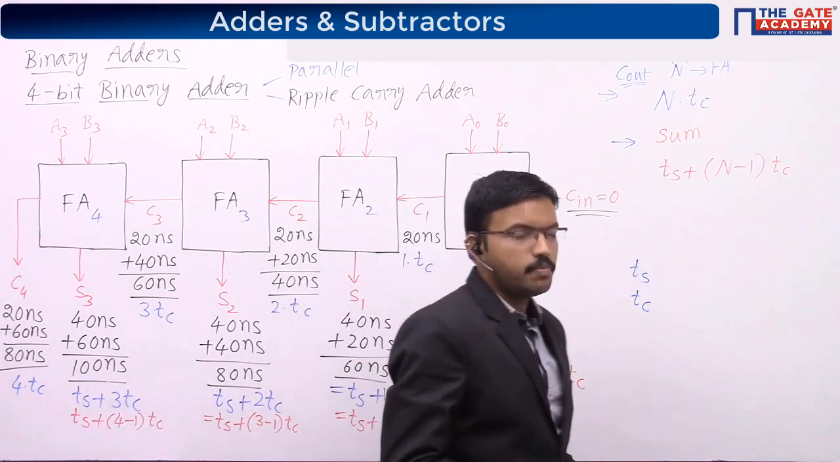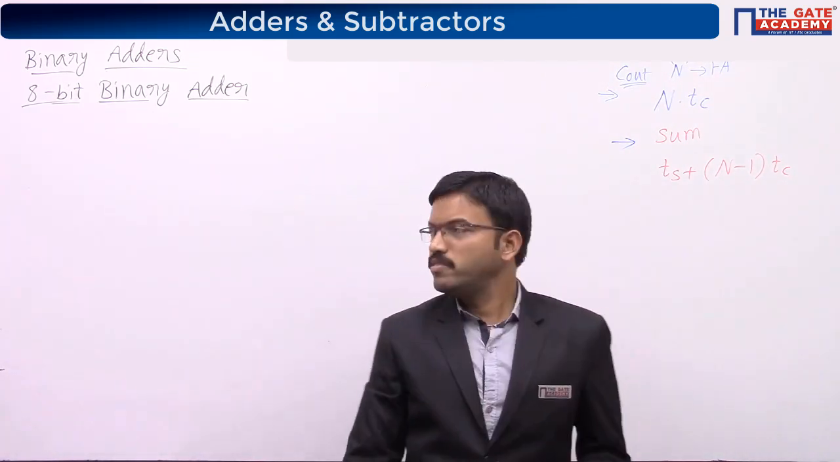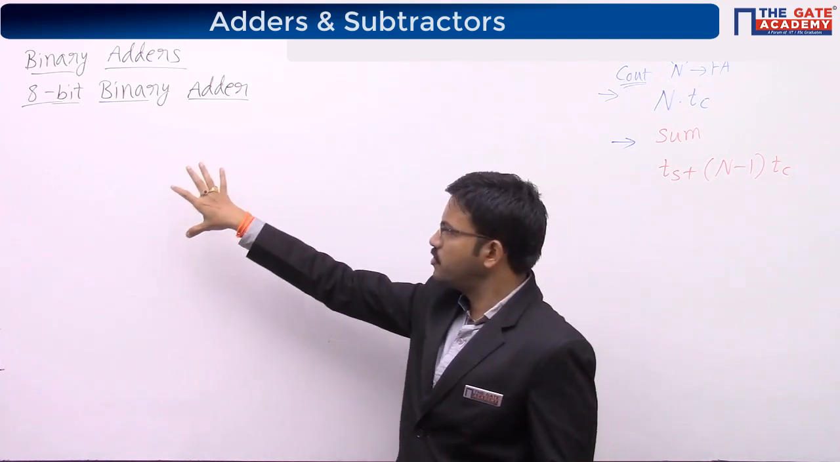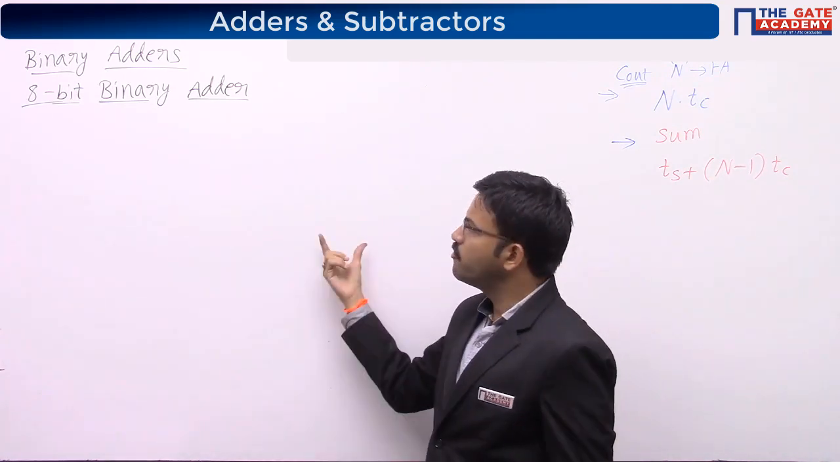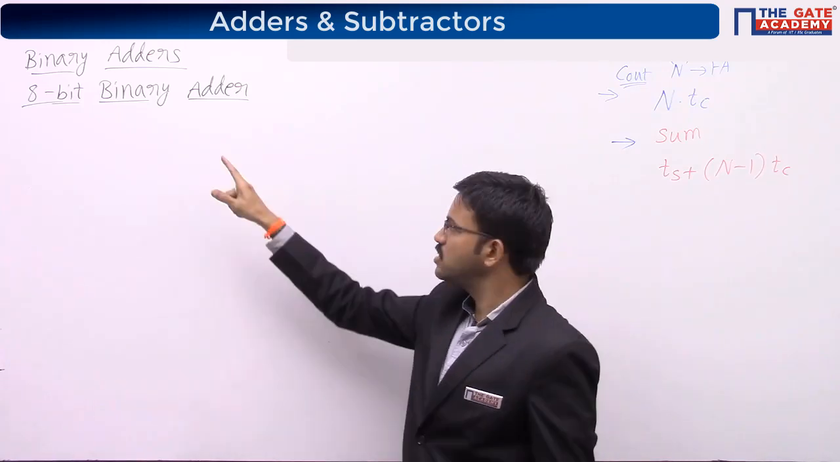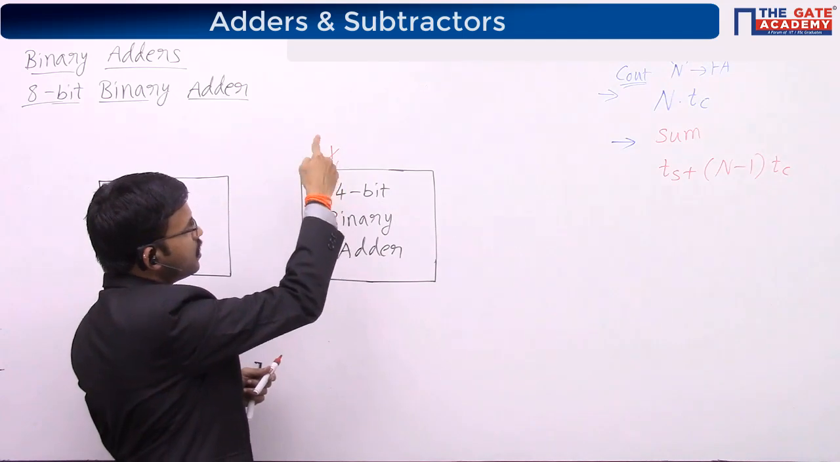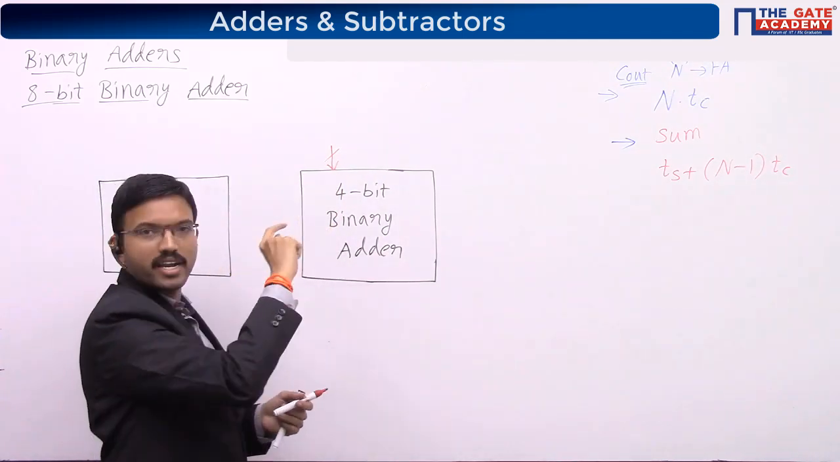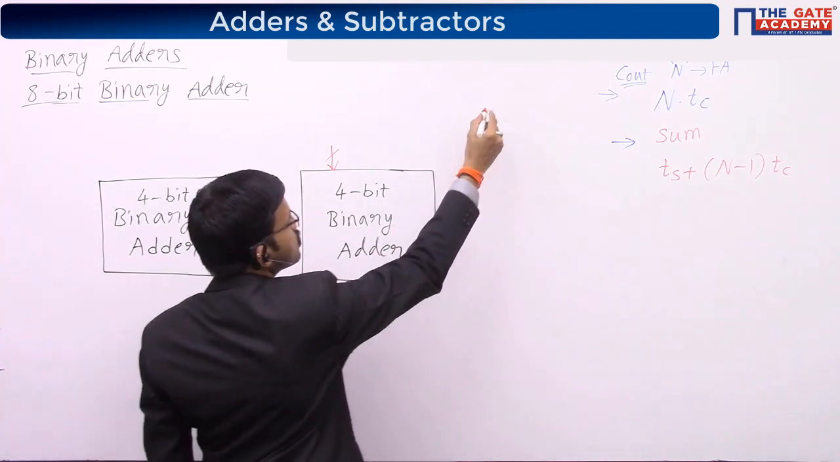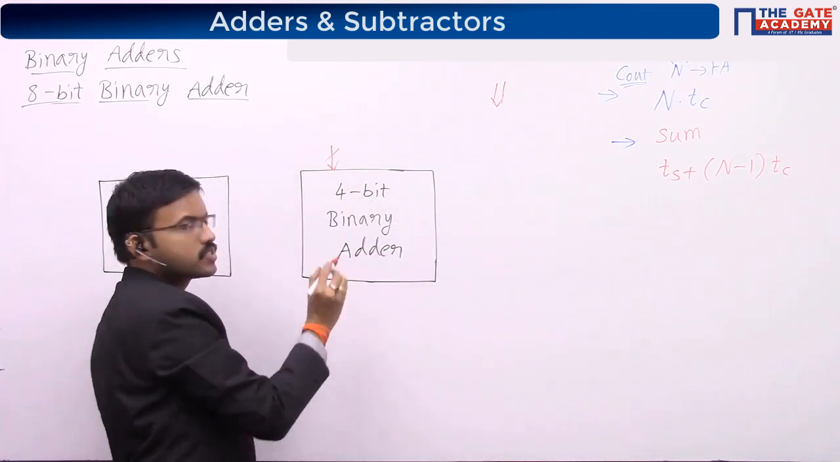Next one, 8-bit binary adder. So previously we have considered the 4-bit binary adder. If you consider that entire 4-bit binary adder as a single block, we can cascade two 4-bit binary adders in order to get an 8-bit binary adder. Here I am representing a strike on a single line, which indicates it is not a single line, those are parallel lines. If you want, you can write like this also. This is not a single line, those are multiple bits or multiple lines.